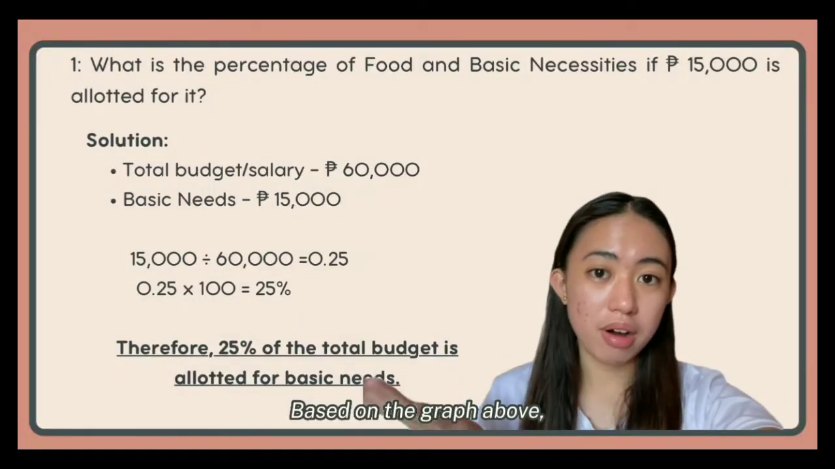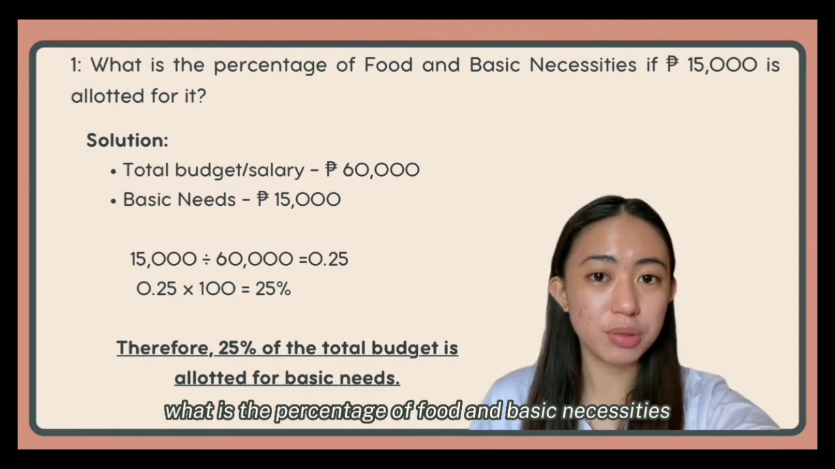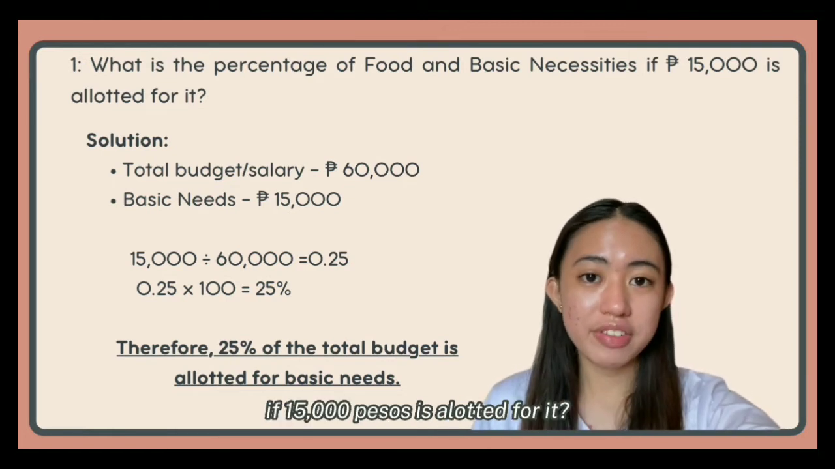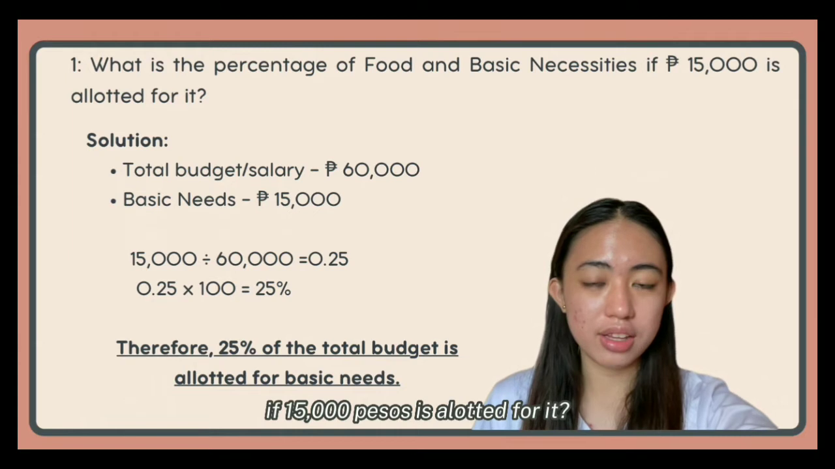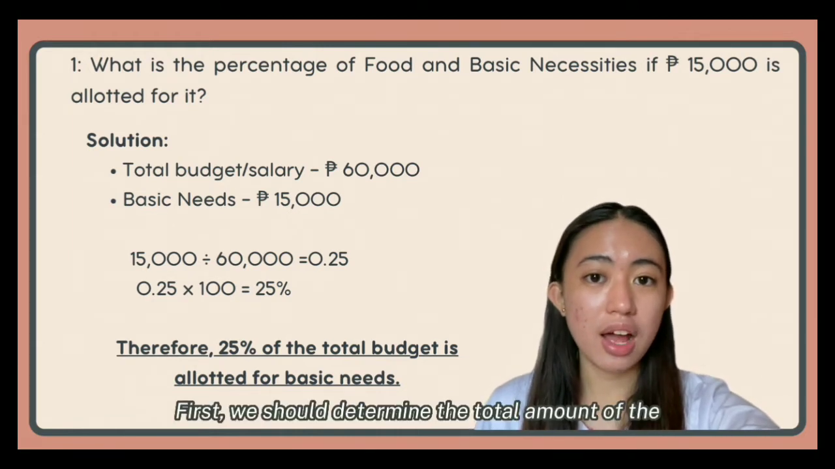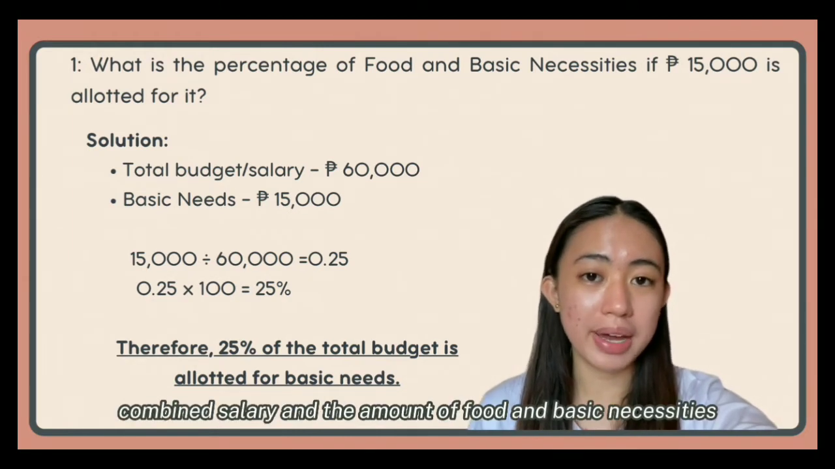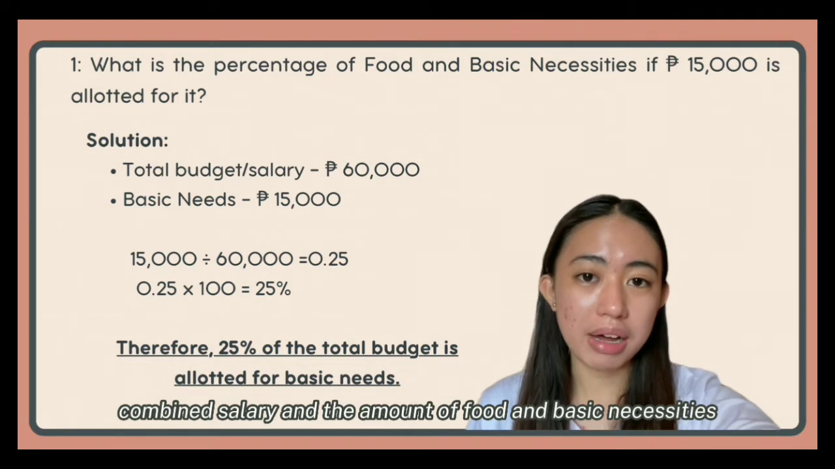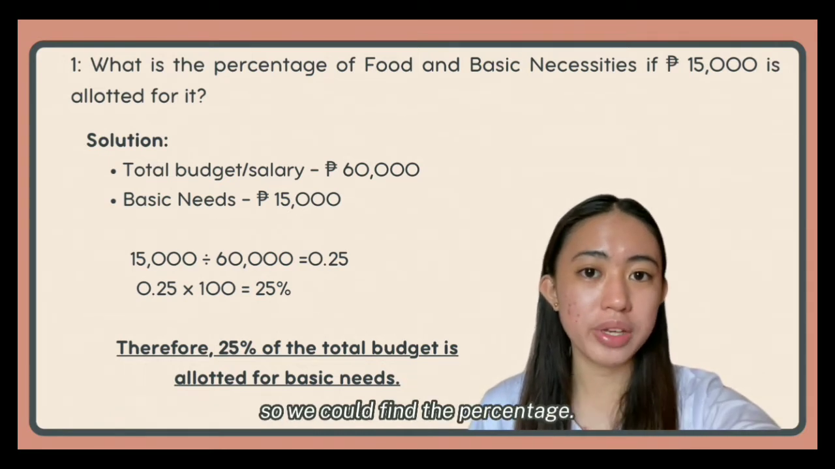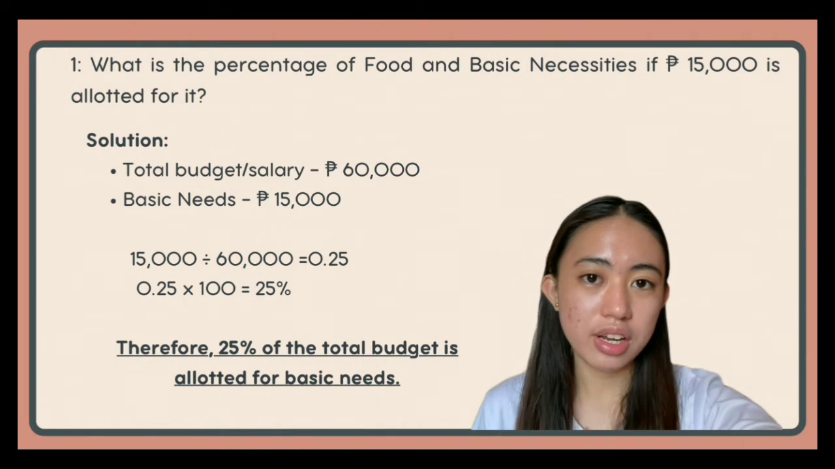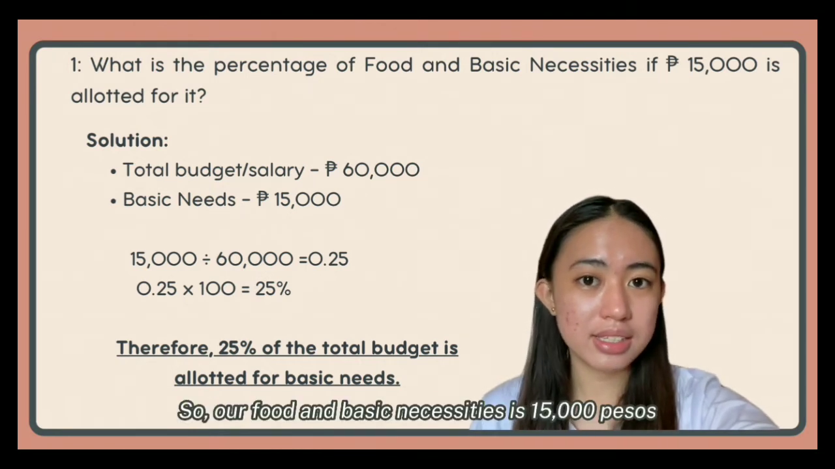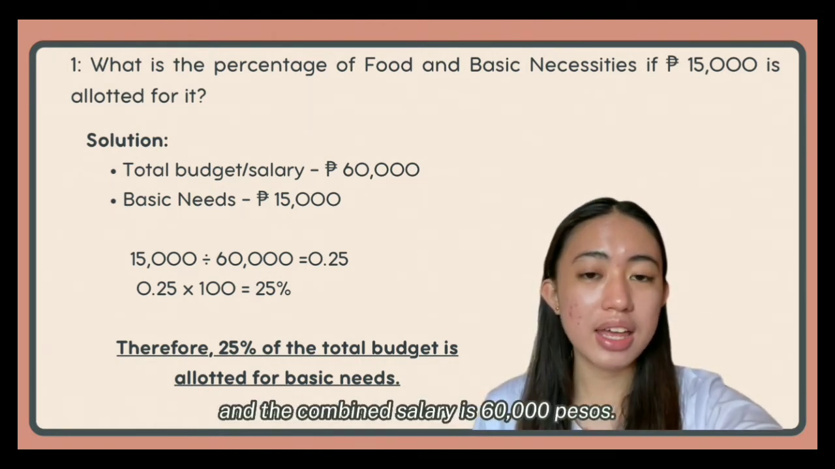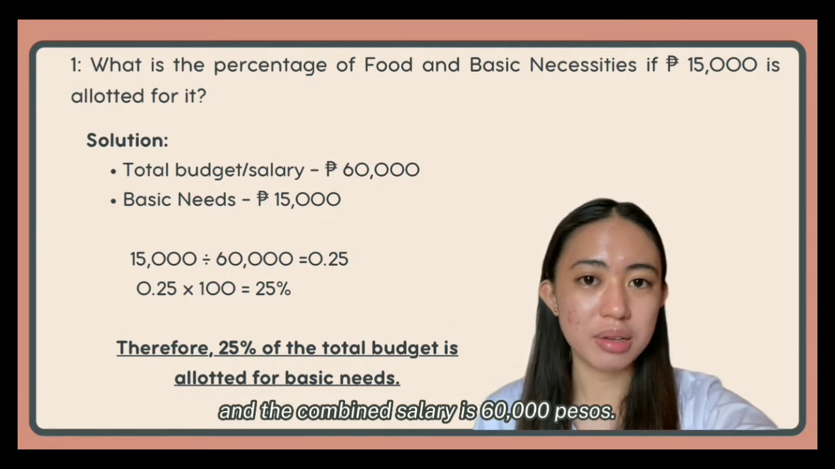Based on the graph above, what is the percentage of food and basic necessities if 15,000 pesos is allotted for it? So first, we should determine the total amount of the combined salary and the amount of food and basic necessities so we could find the percentage. So our food and basic necessities is 15,000 pesos and the combined salary is 60,000 pesos.